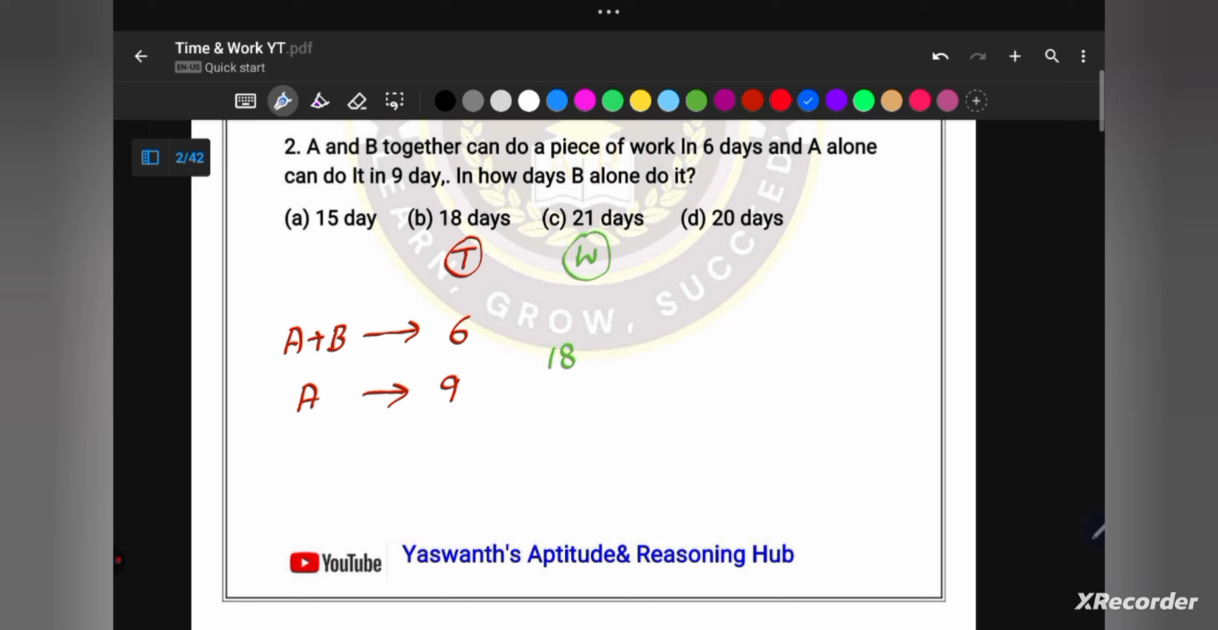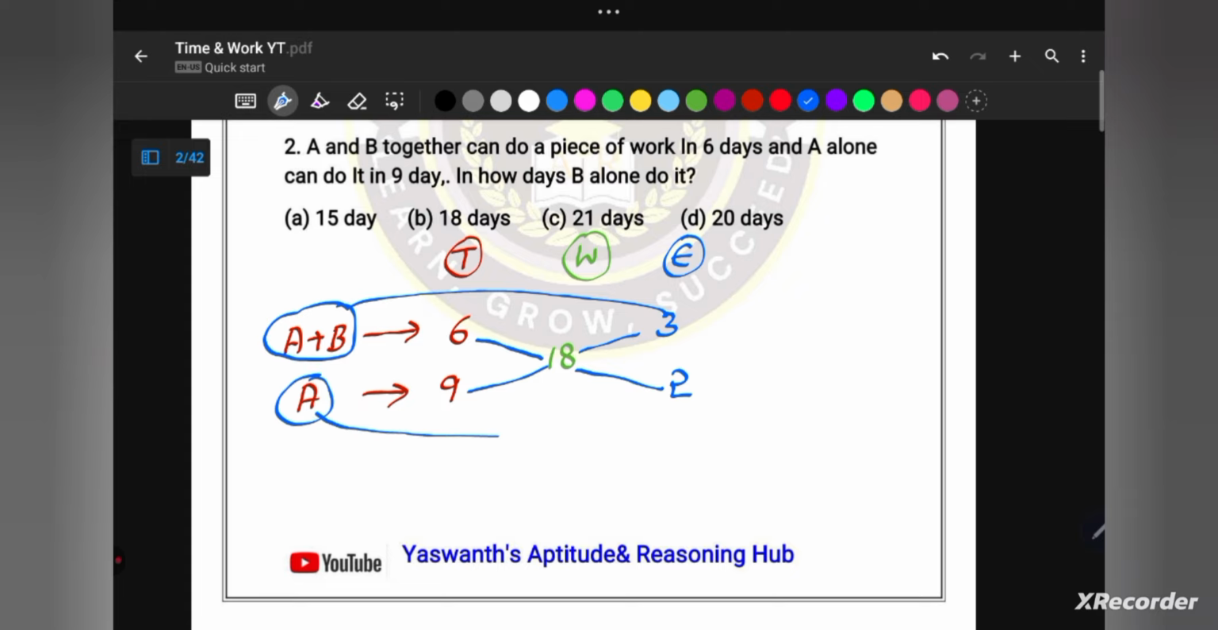Next, we will be finding the efficiency. Efficiency, I will be finding as work by time. So 18 by 6 means it will be 3. Next, 18 by 9 means it will be 2 units. Now clearly here, the A plus B efficiency is 3 and A is 2. So what is the B value? B value will be equal to 1, because by subtracting the second from the first, we will be getting the B value. Now we are asked to find the time of B alone.